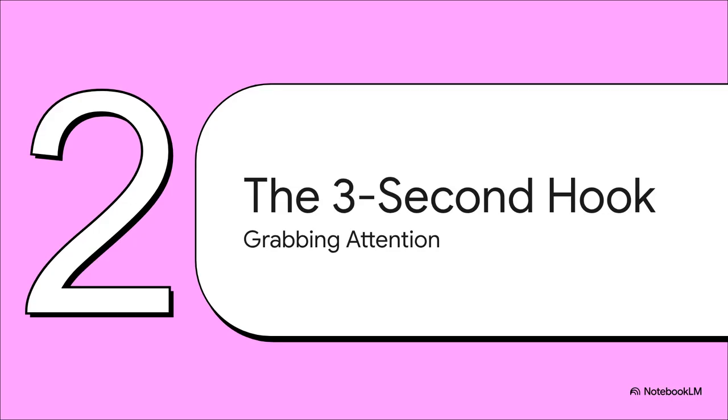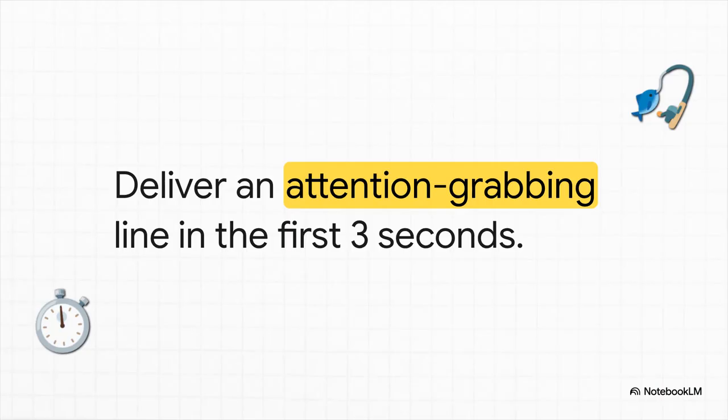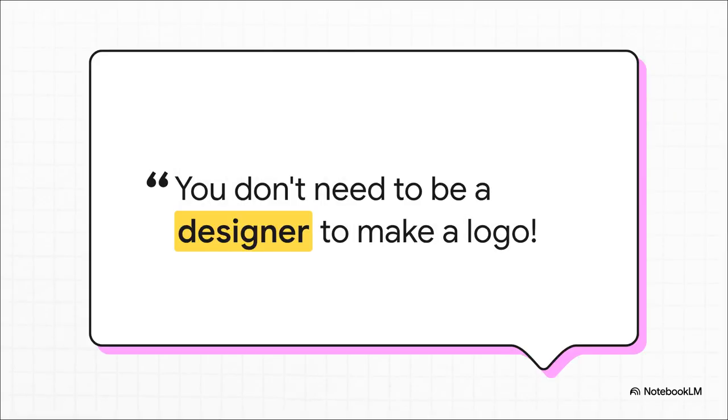Moving seamlessly along to Section 2, the 3-second hook. The golden rule here, it's uncompromising. You must deliver a strong, attention-grabbing line in the first 3 seconds. That is literally all the grace period you get. If your first sentence is a slow, winding introduction about who you are, you've already lost them. The hook must instantly disrupt the viewer's scrolling pattern. Let's look at this exact Hinglish example from the source.